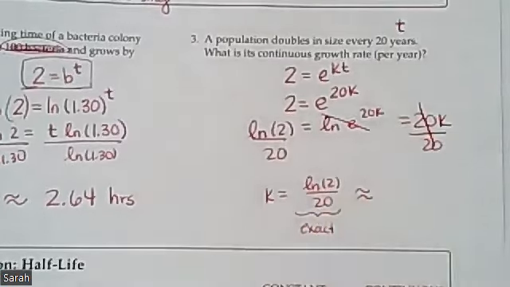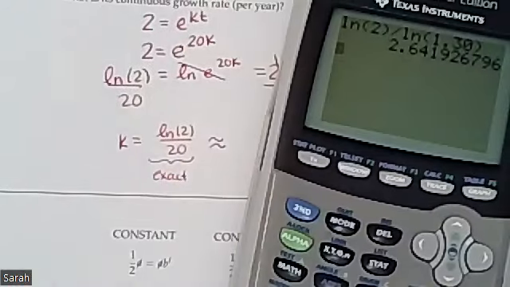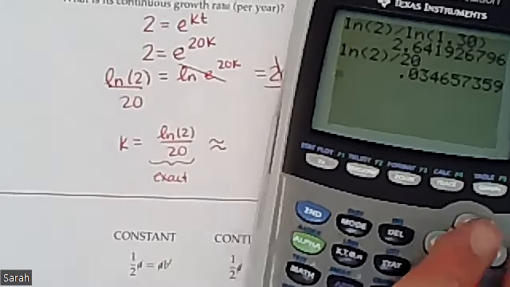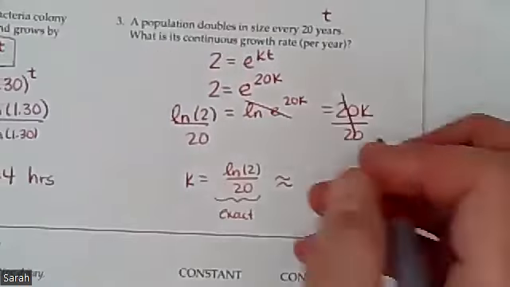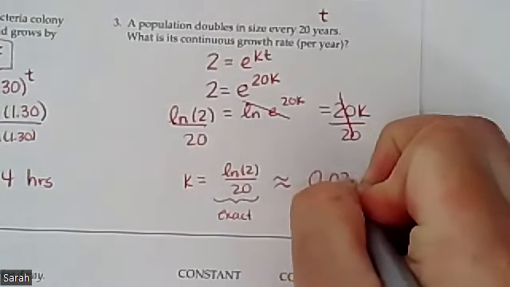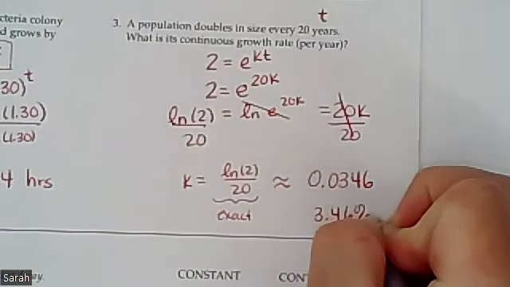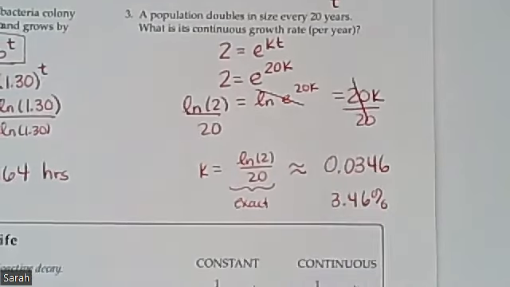And then if I wanted the approximation, I could put ln of 2 divided by 20 into a calculator, and that gives me 0.0346, or 3.46% is our continuous growth rate per year.